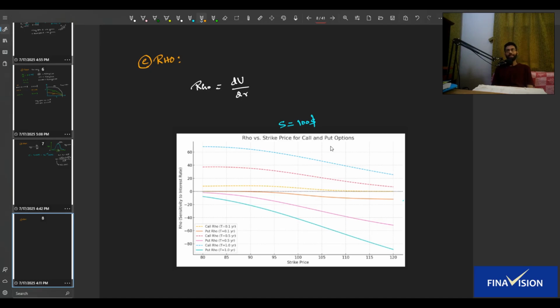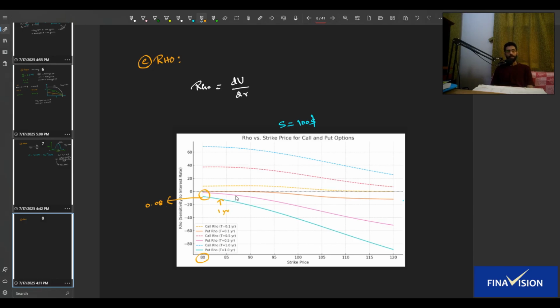Let's analyze them. To begin with, let's assume the strike price is 80. If the strike price is 80 for both call and put options, you can see here the put options are having a rho value which is clustered around 0, very near to 0, right? The blue line represents 1 year to expiry. It has a value of somewhere around 0.08, nearer to 0.